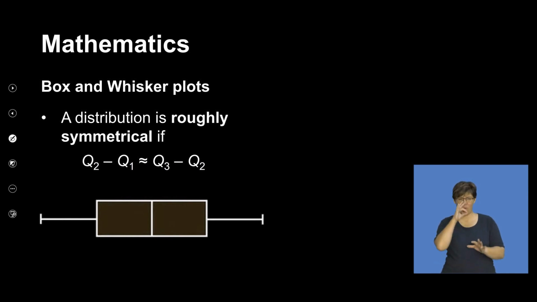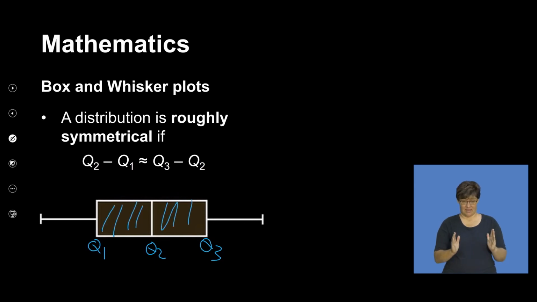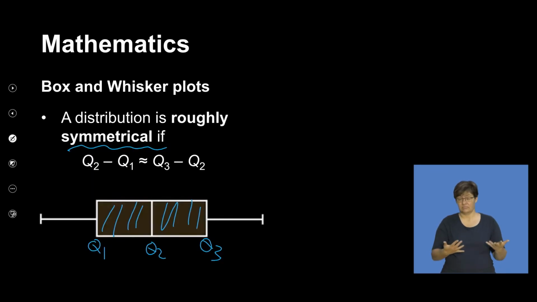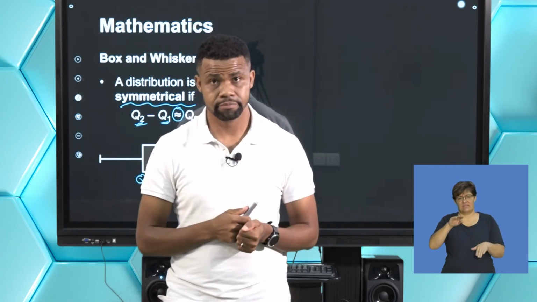Remember the whisker plot. Let's look at this whisker plot. This is Q1, Q2, Q3. If this part is the same as that part, the distribution is roughly symmetrical. Another way: if Q2 minus Q1 is approximately equal to Q3 minus Q2, not exactly but almost equal, then it is symmetrical.